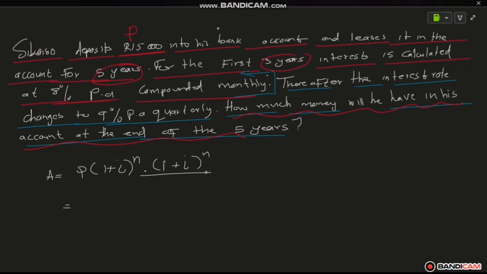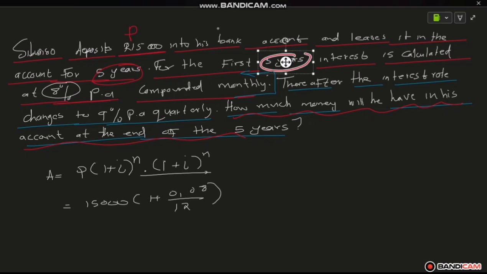Therefore, the value of A equals P, which is 15,000, times 1 plus the first interest rate per annum, which is 8, will be 0.08, over, they said monthly, it's 12, then to the power 5 times 12. No, it can't be 5, sorry. It can't be 5 because they talked about the first 3 years. So it has to be 3 times 12. Let me just fix that right away. I hope it makes sense though.